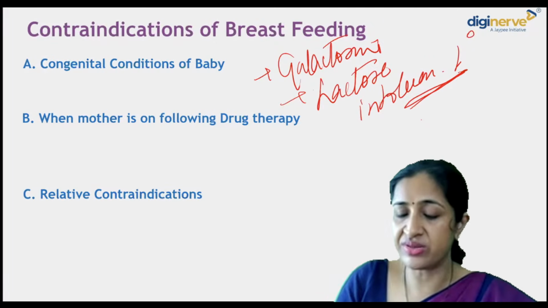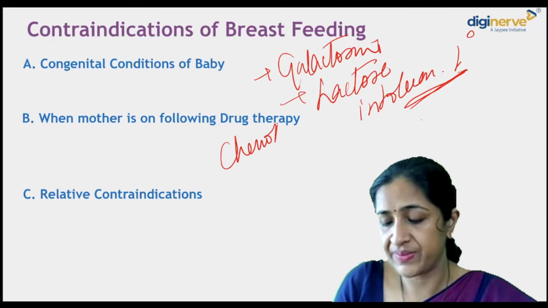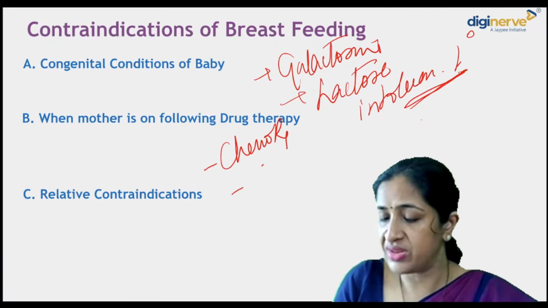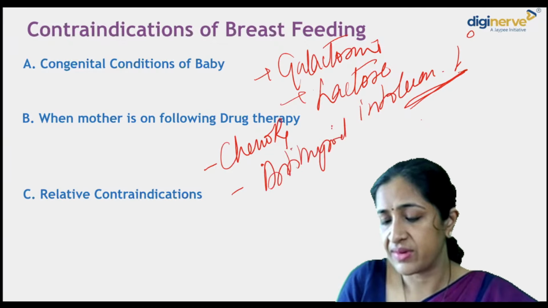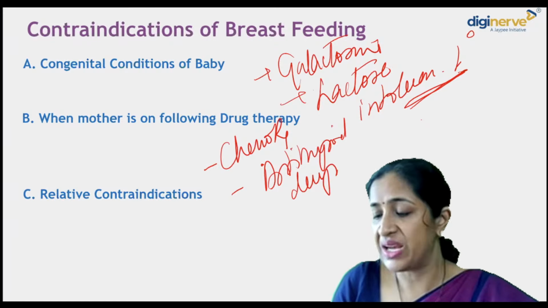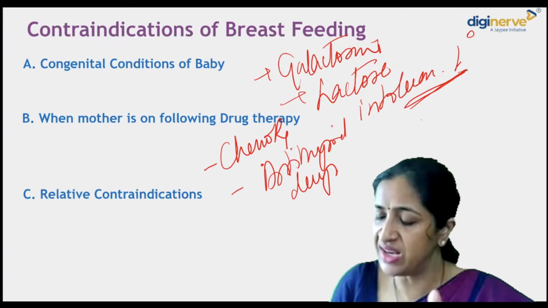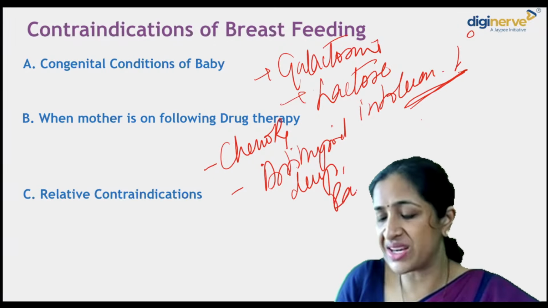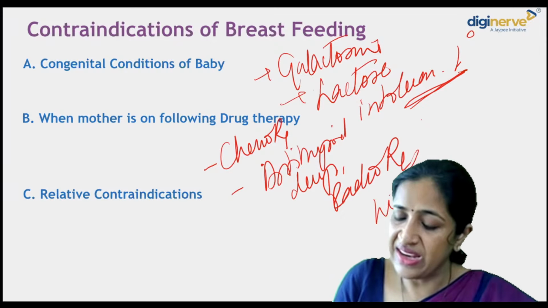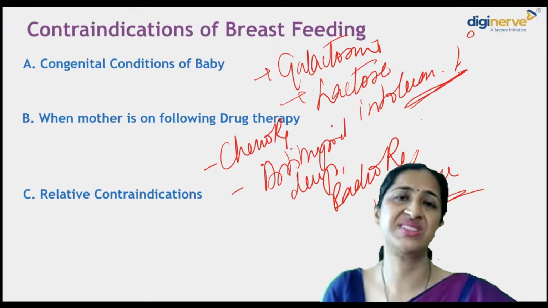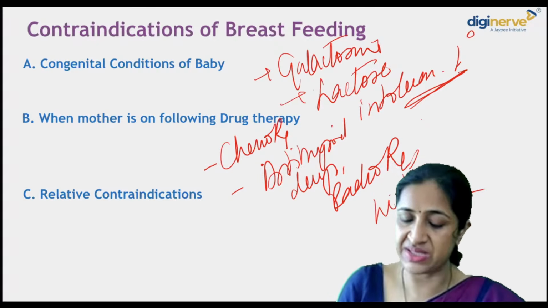When the mother is on some drug therapy, which drug therapy? Chemotherapy. Anti-thyroid drugs, typically the carbimazole and methimazole group. Propylthiouracil is still safe. When the mother is undergoing radiotherapy or using drugs like lithium or gold salts. These are all maternal drugs which are contraindicated for breastfeeding babies.